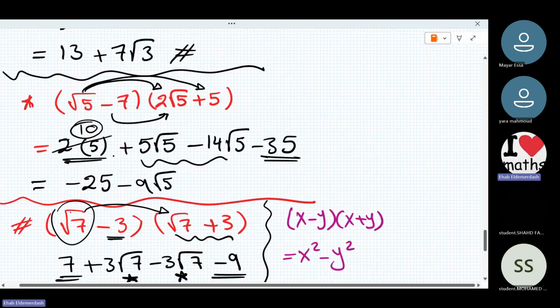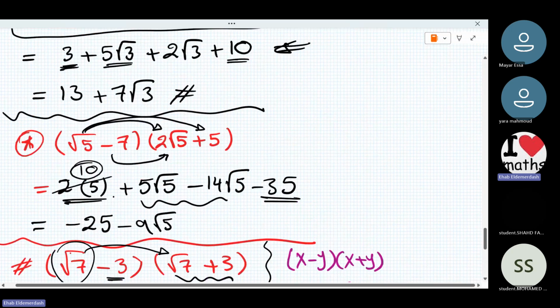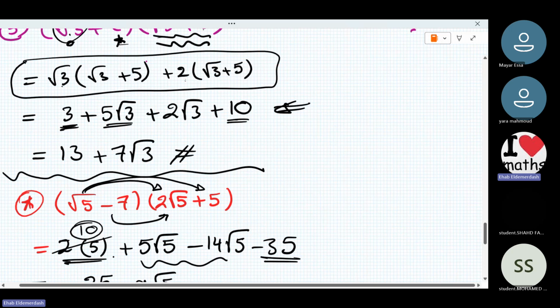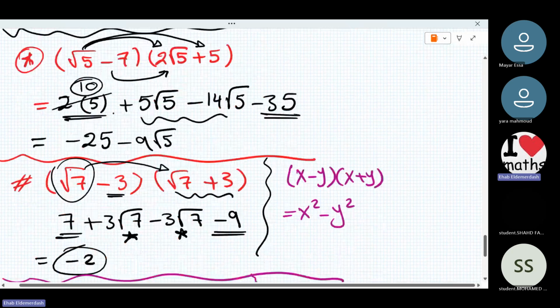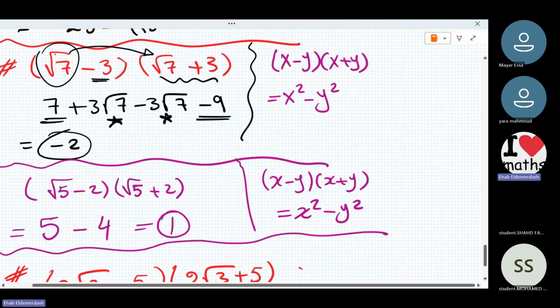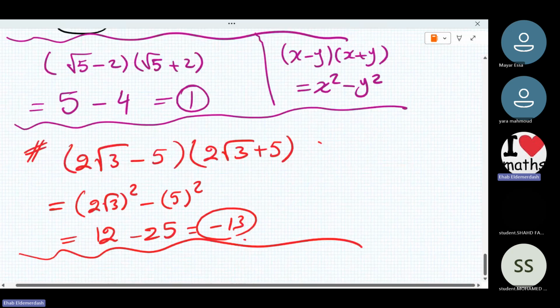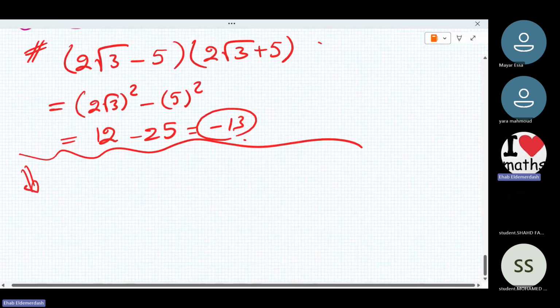So I went through the first type of the multiplication, which is the normal expand. Then we went through the special case where the first is like the first, the second like the second, one plus and the other minus. I have the last part to complete this part today.